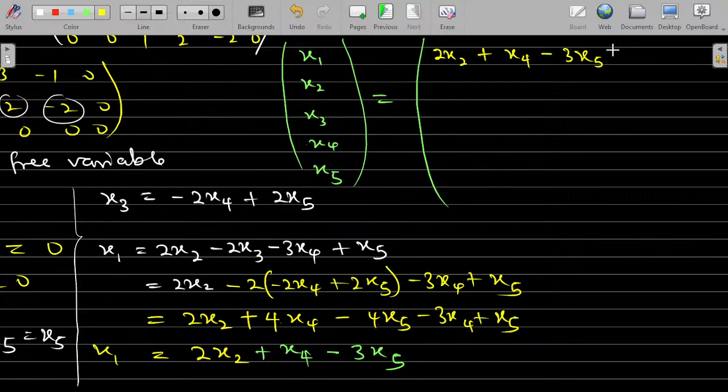You see everything is in x2, x4, and x5, because they are the free variables. And our x2 will be equal to x2 because it's a free variable. We fix that. X3, we got it here as minus 2x4 plus 2x5, and then our x4 will be x4 because it's fixed. Our x5 will be x5 because it's fixed.